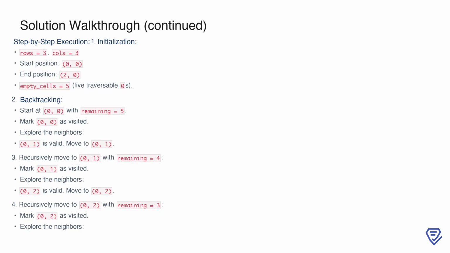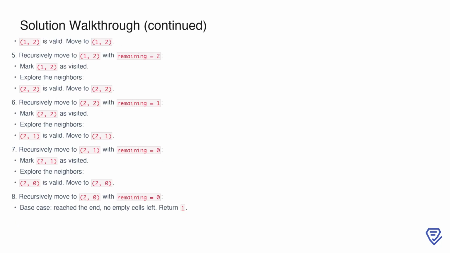At 0, 2, we mark it as visited and continue exploring. From 0, 2, the valid neighbor is 1, 2, so we move there with remaining reduced to 2. At 1, 2, we mark it as visited and explore its neighbors. The valid neighbor is 2, 2, so we move to 2, 2, with remaining now becoming 1. At 2, 2, we mark it as visited and explore further. The valid neighbor is 2, 1, so we move there with remaining reduced to 0. At 2, 1, we mark it as visited and explore its neighbors.